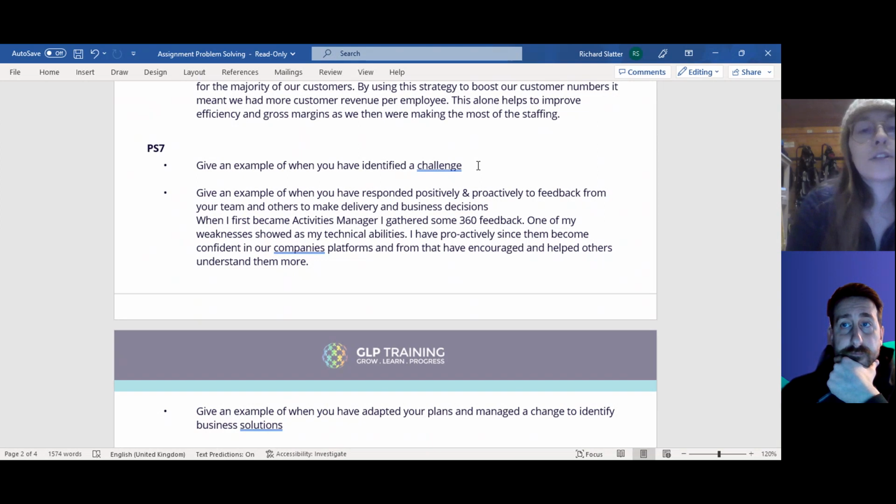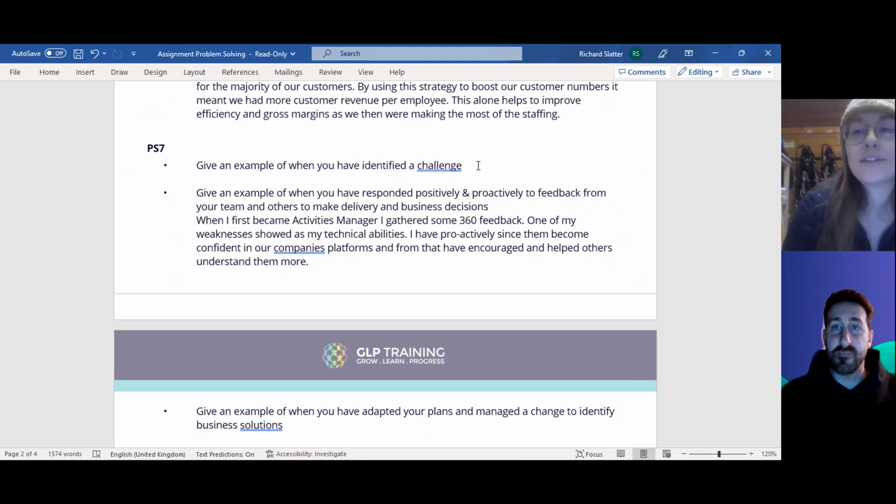Okay, yeah, I think it was just knowing that one's worded as a problem and one's worded as a challenge, whereas realistically sometimes those two words very much sit quite close together. So yeah.